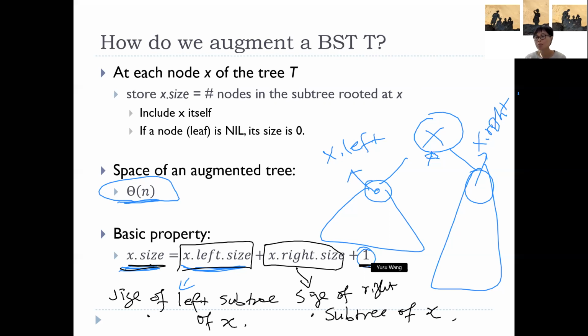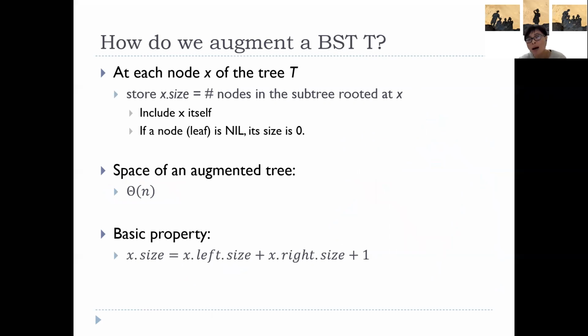Okay, so it's a very simple property. Why is this property useful? Well, what this property tells me is that if I know the size of my subtrees, I can then compute the size of x itself. So this suggests that I can set up the size information of all the nodes in the tree by a bottom-up process.